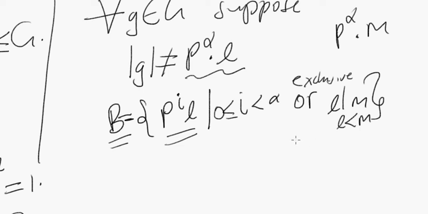That's what we're saying. That is, B is the set of all p^i times L such that either i is less than alpha, or, if i is not less than alpha, then definitely L has to be less than M, and L here is being taken to be a divisor of M. So this set here, could we say that it consists of all the possible orders that elements of G can have? Can we also say that it's the set of all possible orders of subgroups of G? Okay, so what? How does this lead us to a contradiction is the question.